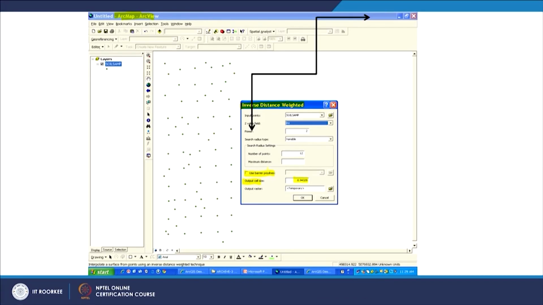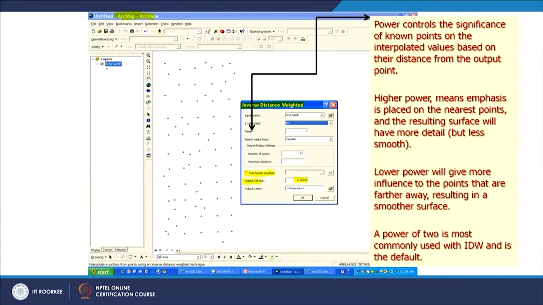Now, when we say power, what does power mean here in this particular method? Power basically controls the significance of known points on the interpolated values. So, if you provide a high power, instead of say 2, you provide 4, that means the input point will have more weightage while determining the value at the unknown location in the surrounding. This is based on their distances. Of course, this is inverse distance, so everything is decided based on the distance.